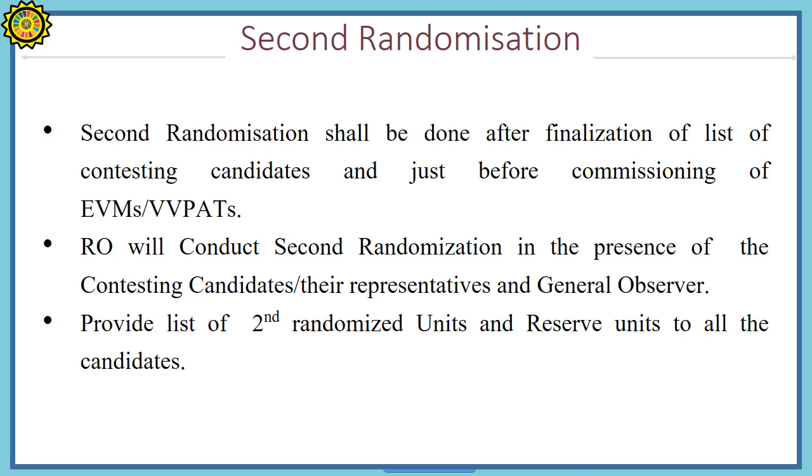Second randomization. Second randomization shall be done after finalization of list of contesting candidates and just before commissioning of the EVM VVPAT. Returning officer will conduct the second randomization in the presence of the contesting candidates or their representatives and the general observer. Provide list of second randomized units and reserve units to all the candidates.